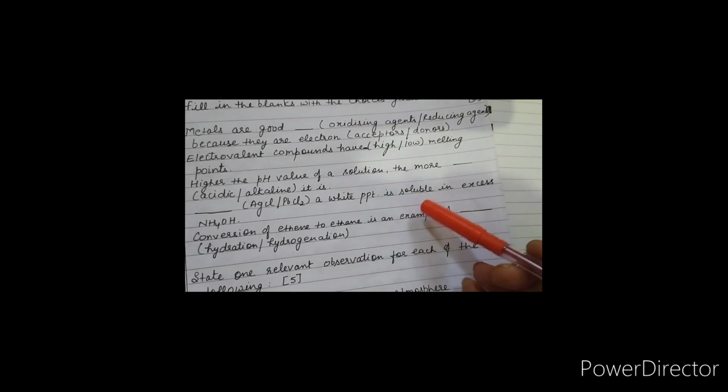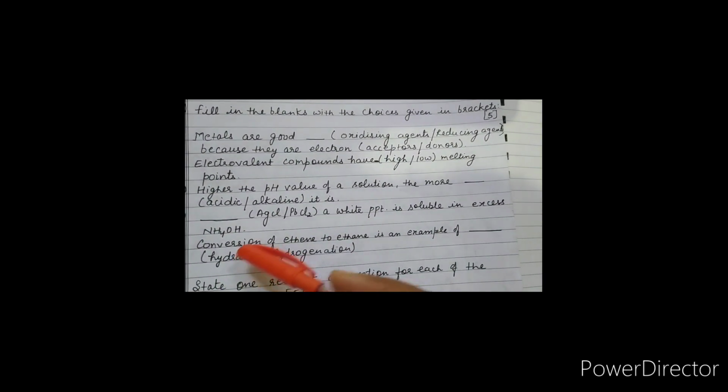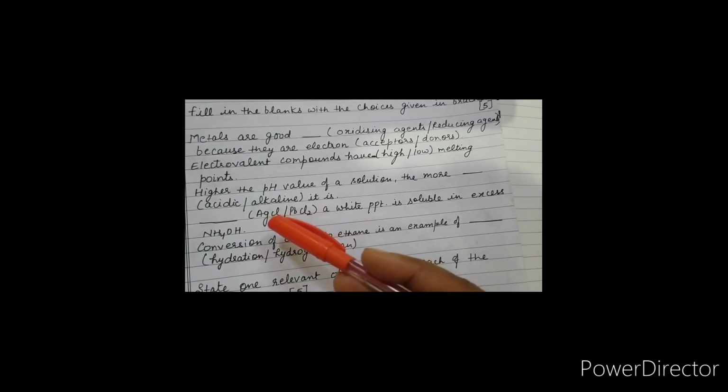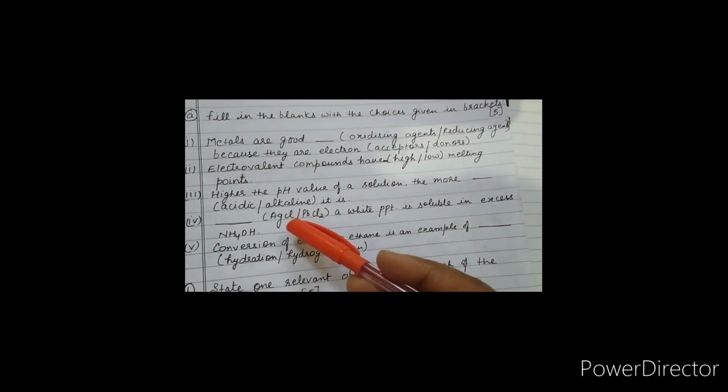Dash is a white precipitate soluble in aqueous ammonium hydroxide, that is AgCl. Lead chloride is soluble in hot water. AgCl is soluble in aqueous ammonium hydroxide. So here the answer will be AgCl.